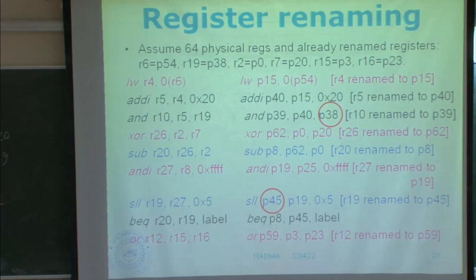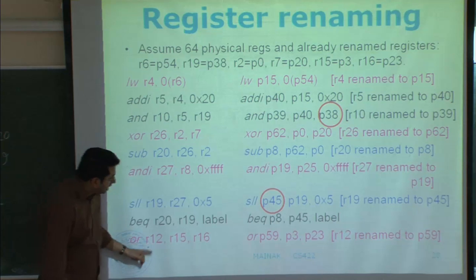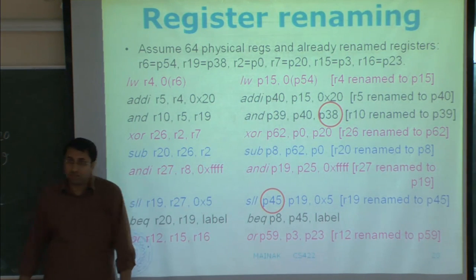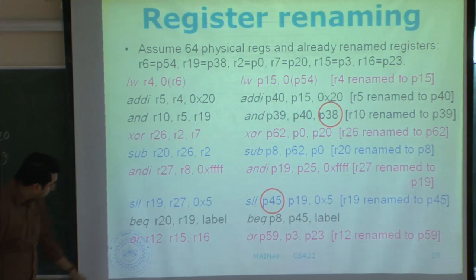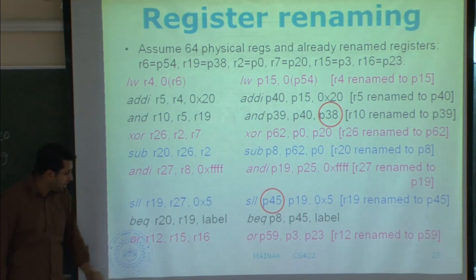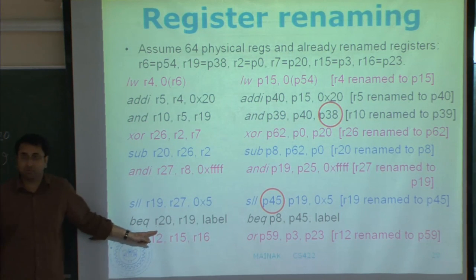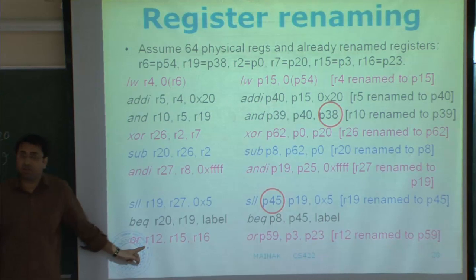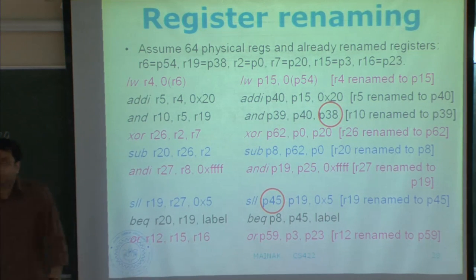Think about this instruction. Here R12 gets mapped to P59, and the pipeline continues moving. Eventually, you figure out that this branch was mispredicted, which means this instruction should not have been fetched. So now, what do you do with P59?